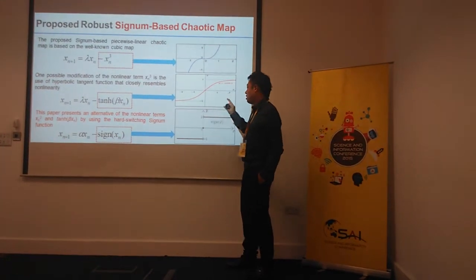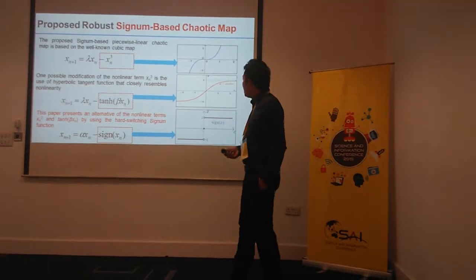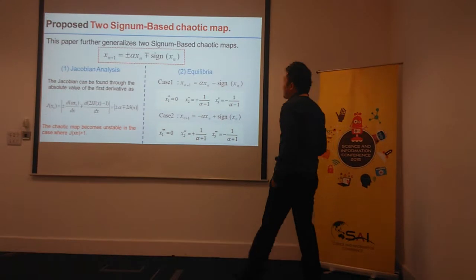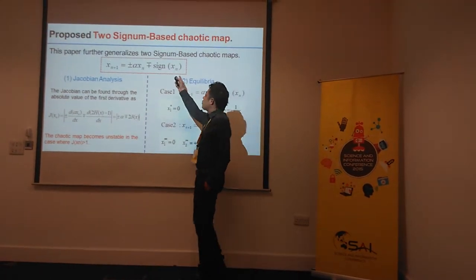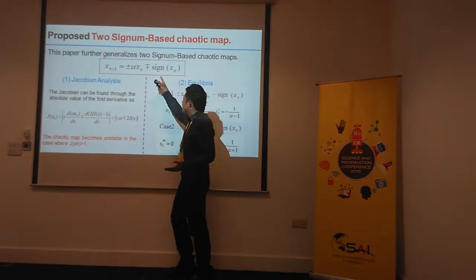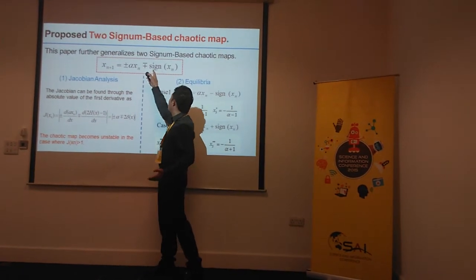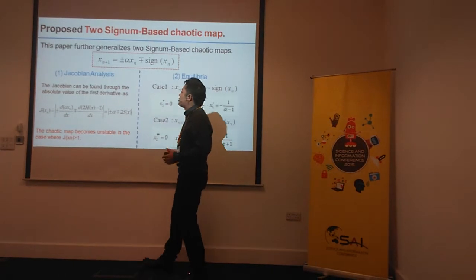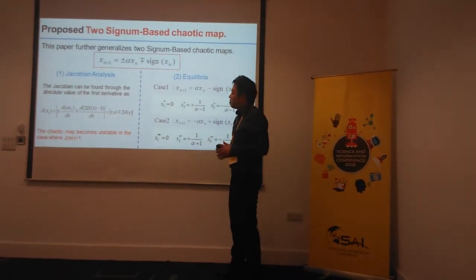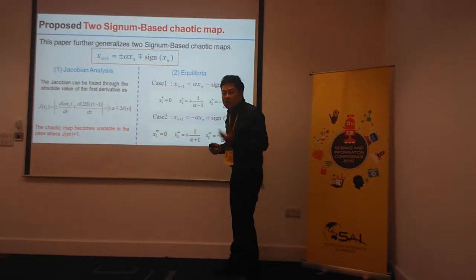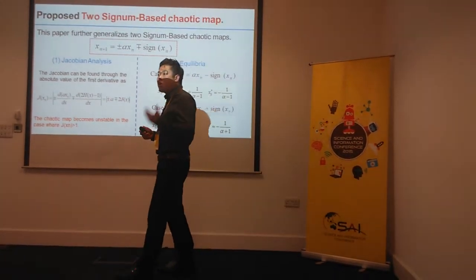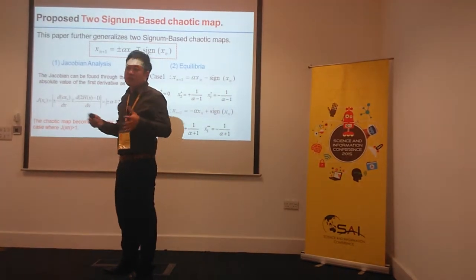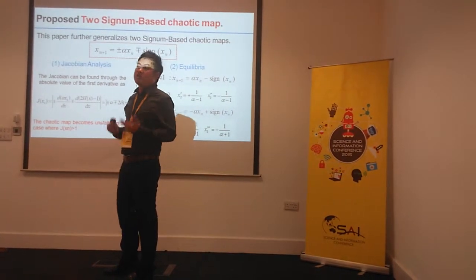We use the hard switching signum function. Let's see the result. This paper further generalized to signal-based chaotic maps. This is the equation that I propose to you. It includes one linear term and the signum terms. This is the non-linear term. And for the Jacobian analysis, this is in order to make sure that your system is not stable. If it's stable, it won't give you the chaotic signal. So we need it not to be stable.